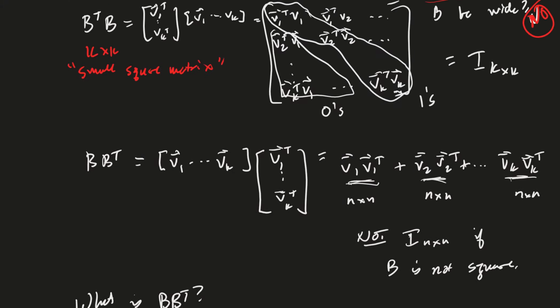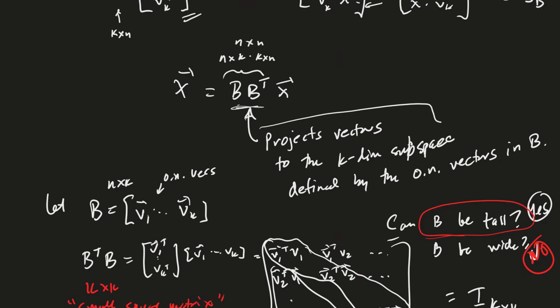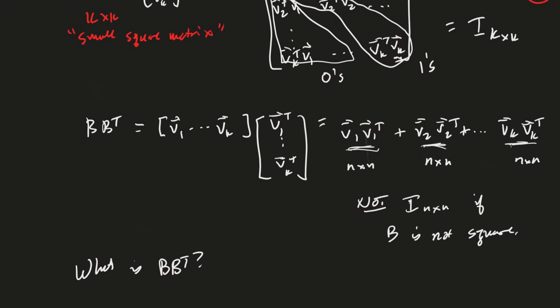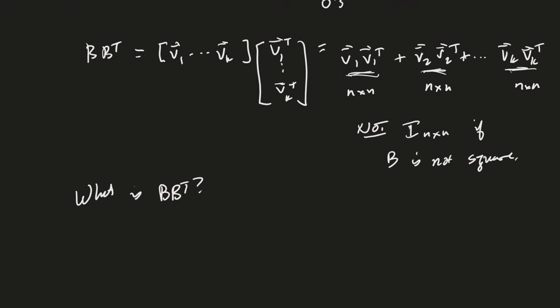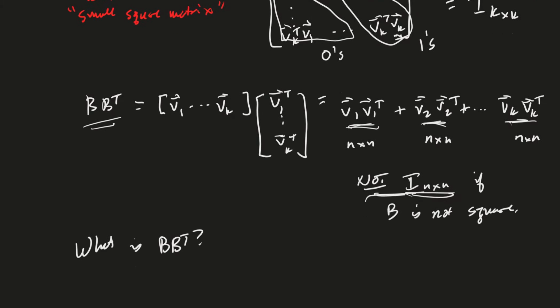Well, from our work over here, what we showed is that B B transpose is a projection matrix. So if B is a matrix with orthonormal columns, then B B transpose is the identity, but B B, oh wait a minute, did I just say that? It's not the identity. I missed the, there we go.